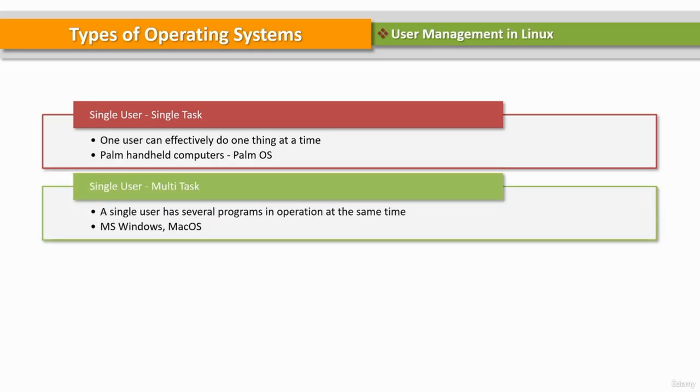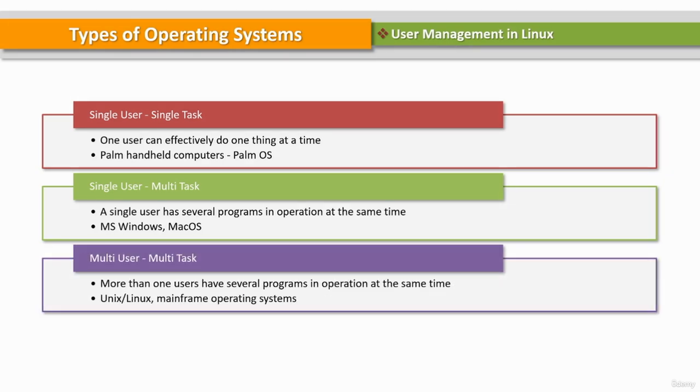Single-user multitasking. So this is the type of operating system most people use on their desktops and laptop computers today. Microsoft Windows and Apple's Mac OS platforms are both examples of operating systems that will let a single user have several programs in operation at the same time. Kind of take that for granted these days. But I'll give you an example. It's entirely possible for a Windows user to be writing a note in a word processor while downloading a file from the internet, while printing the text of an email message.